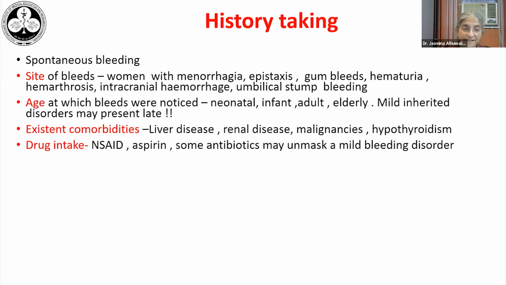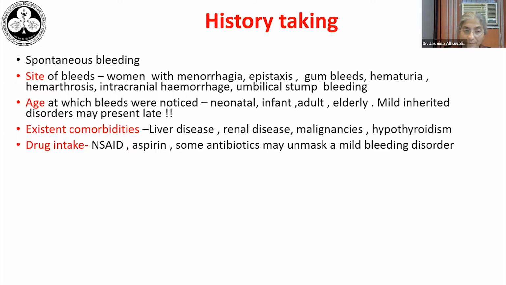I cannot emphasize enough the importance of asking about existing comorbidities. This must be really brought out in the history: whether the patient has any liver disease or a renal disease or an underlying malignancy or a metabolic disorder or hypothyroidism, because these may cause acquired bleeding disorders, and there is no need to do very extensive testing in these individuals. So this history has to be gone into, and testing has to be done to confirm that these things are not present before we work up for an inherited bleeding disorder.